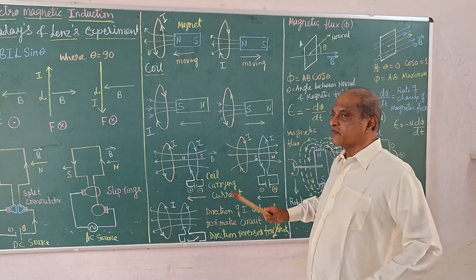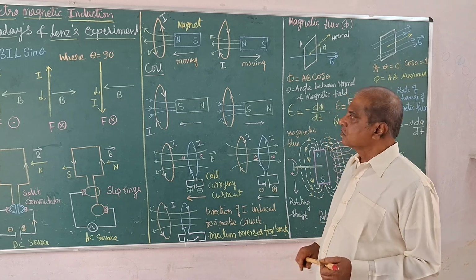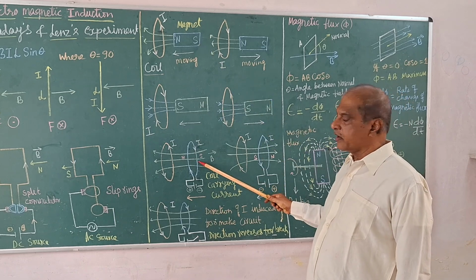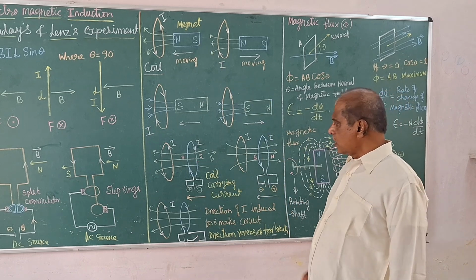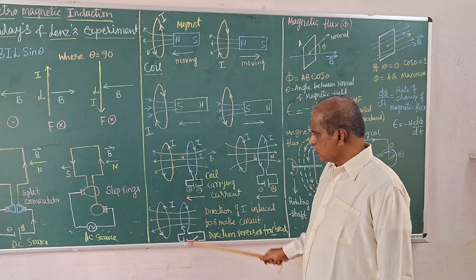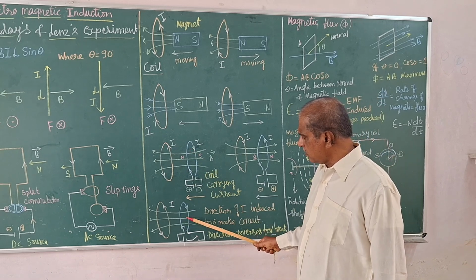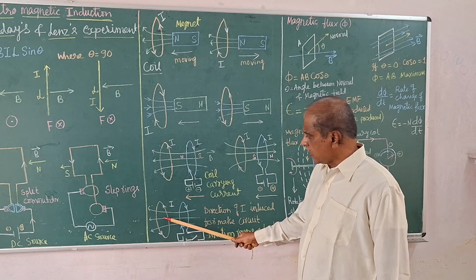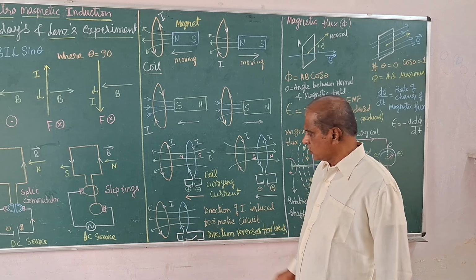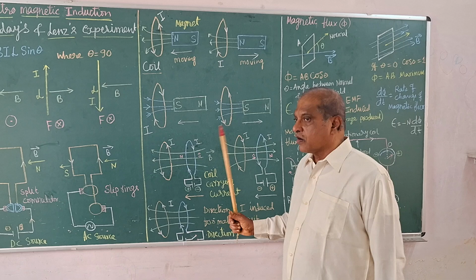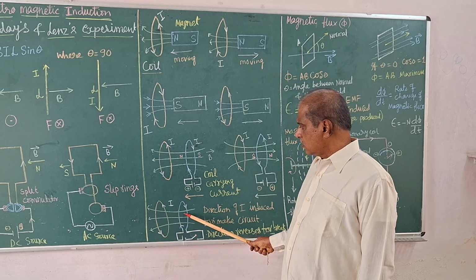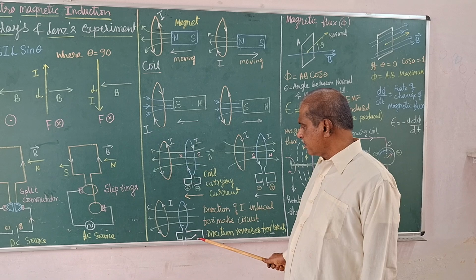This is another set of experiment. Using a magnet, using a current carrying coil, and one more experiment using the same kind of coil with make and break circuit. The same coil stands still, fixed. Here there is no movement of the coil. These two coils are in fixed positions. The only thing is make and break.